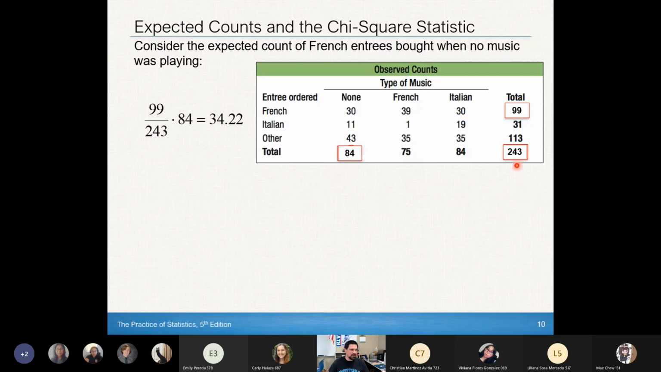Basically, we're finding the expected count kind of how we've calculated it previously. It's the proportion of that type of entree ordered overall, which is 99 divided by 243. We had 99 French out of 243 total, times the number of entrees ordered with the given treatment.